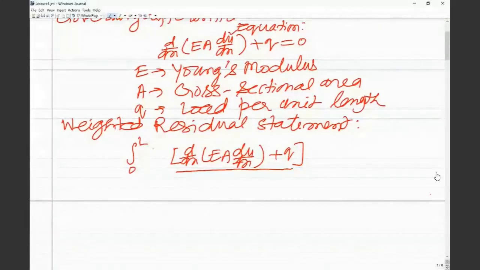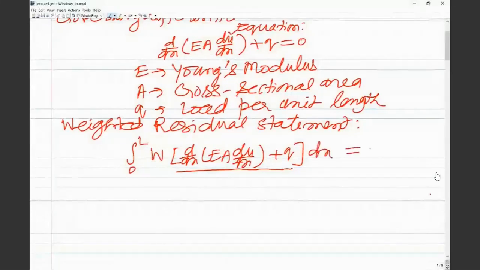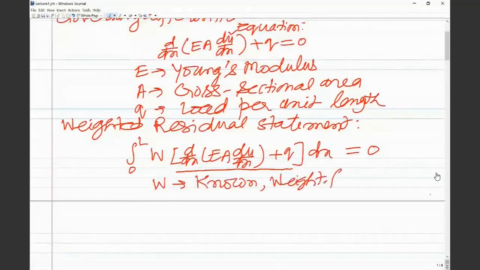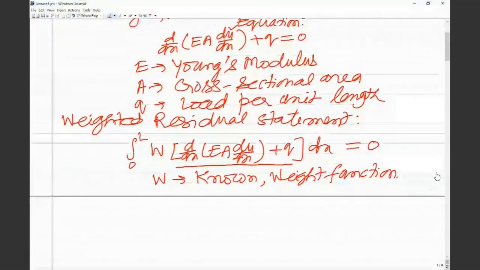Then we multiply by a weight function, which is a known function, and that's a function of x. I'm calling it w, and then integrate it over 0 to L, and then equate it to 0. When we write this, we call it the weighted residual statement. So here w is a weight function. One thing is that it is known, and it is referred to as the weight function, and it is obviously a function of x. So we call this the weighted residual statement.